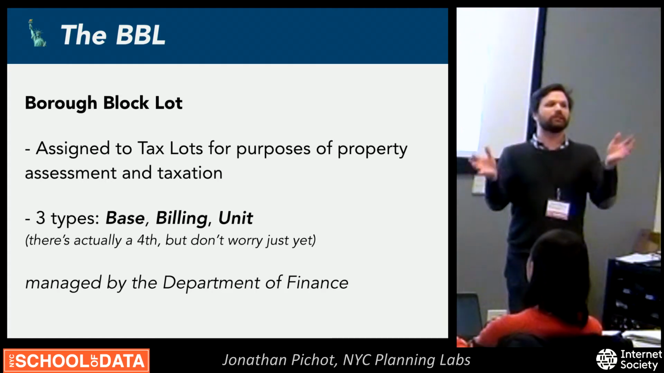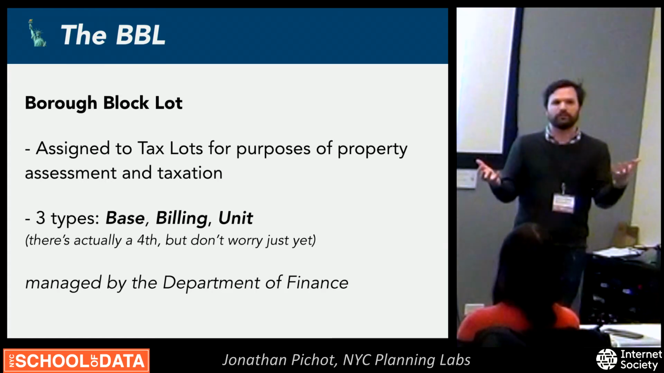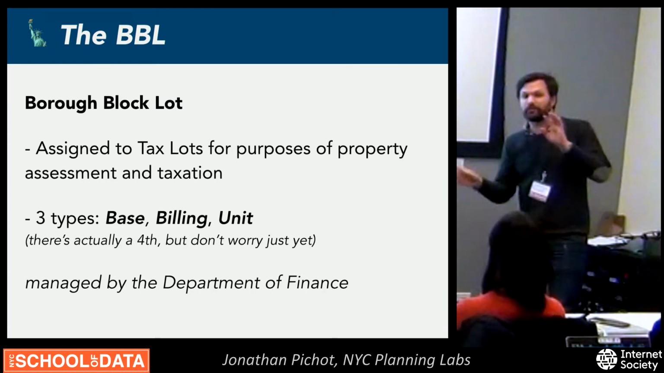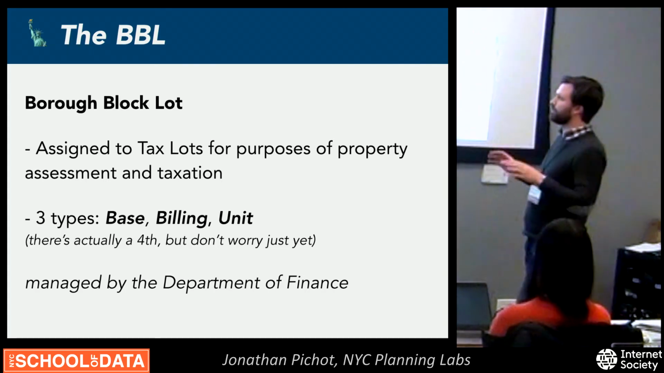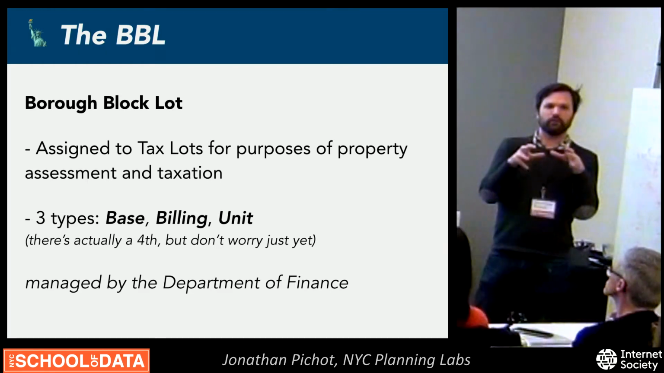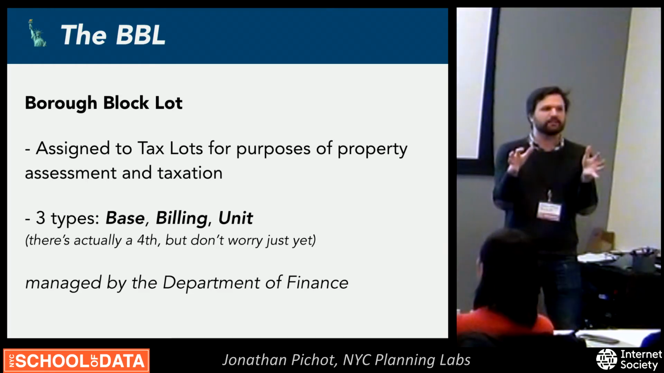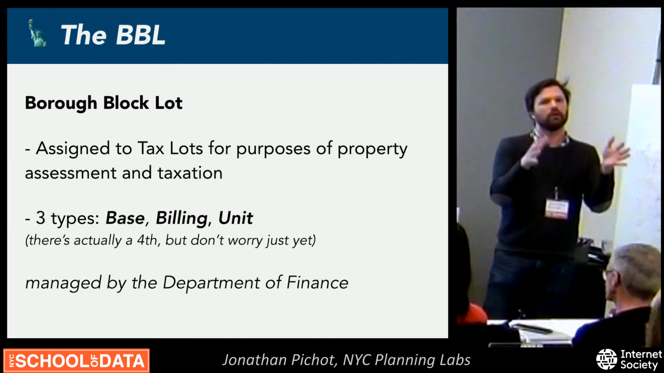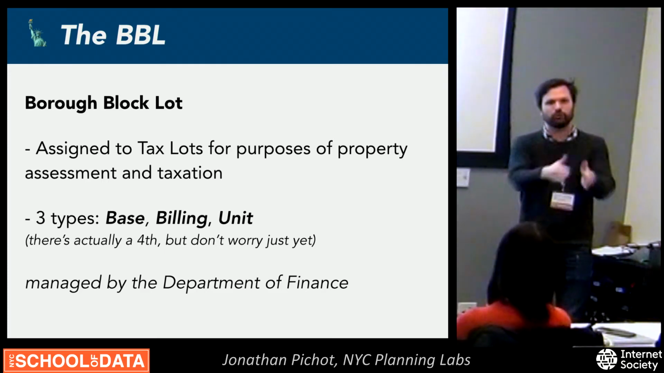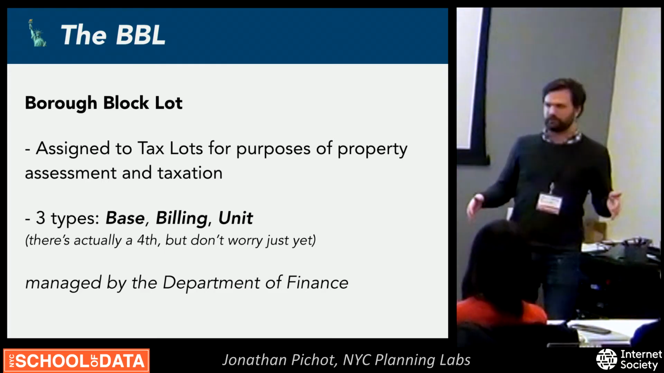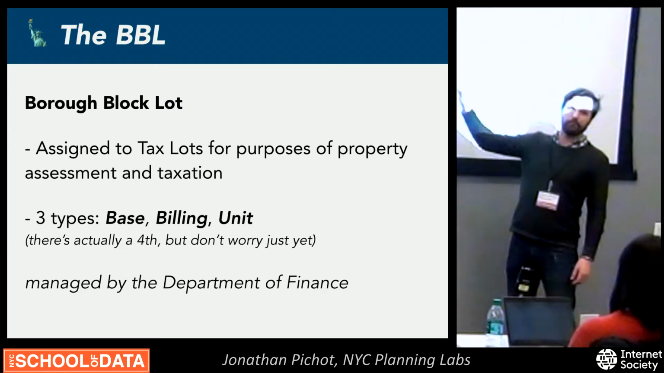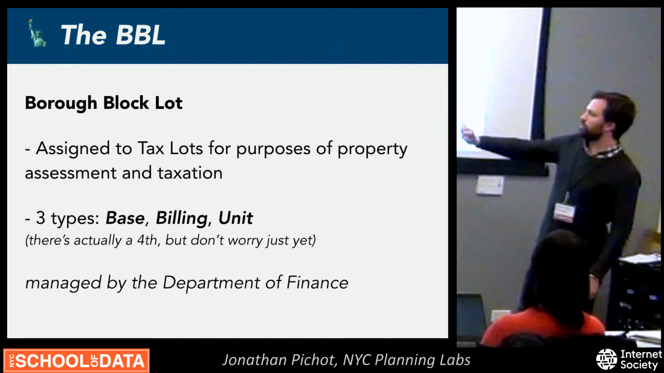So Pluto is only a subset of all of the lots that New York City and the Department of Finance recognizes. Because there's actually 3, and actually a 4th, which gets even more complicated, we'll come to that. But 3 that I want to talk about right now, called a base BBL, a billing BBL, and a unit BBL. And this comes into play when we talk about the complexities of New York's housing market, where we have condos, where we have ownership that's separated, and the levy of taxes is more complicated than the actual ground on which a building sits. Pluto is mostly base BBLs, some billing BBLs. I'll get to that in a moment, not unit BBLs.